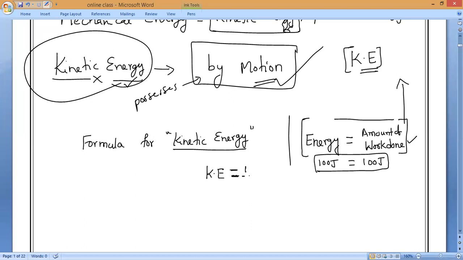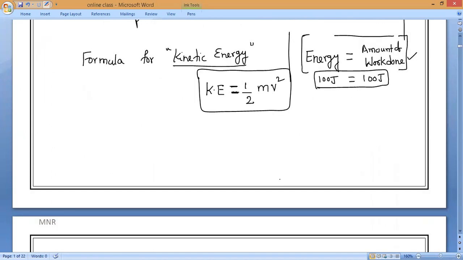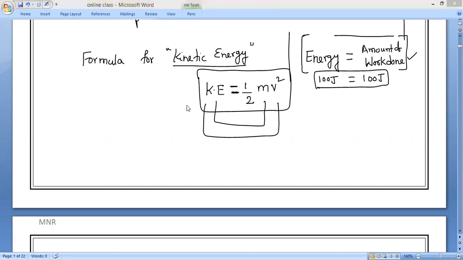Can you tell me, what is the formula for kinetic energy? Half mv square. Now we will consider half a constant and forget about it. Yesterday's class, we studied two things: the relationship between kinetic energy and mass, and the relationship between kinetic energy and velocity. Yesterday's class is the most important class. Those who missed it need to watch the class once again without fail.